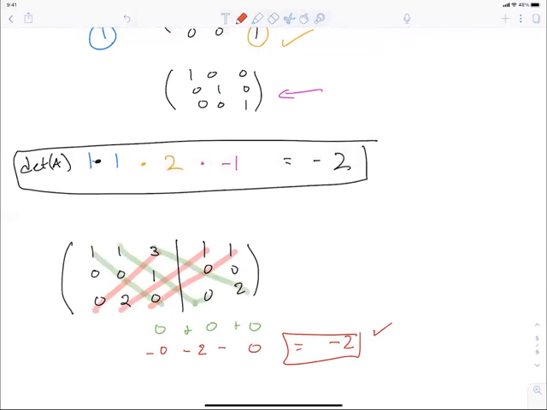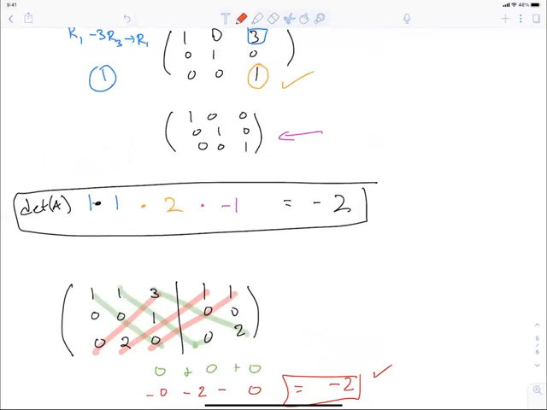What's really nice about this is there's nothing special about 3x3s. We can now go up to any size, and as long as we keep careful track of our row reduction operations, we can calculate the determinant of the matrix.